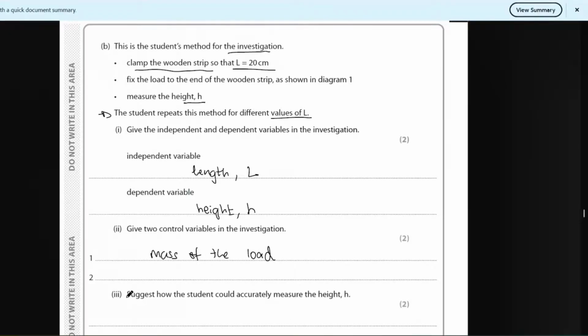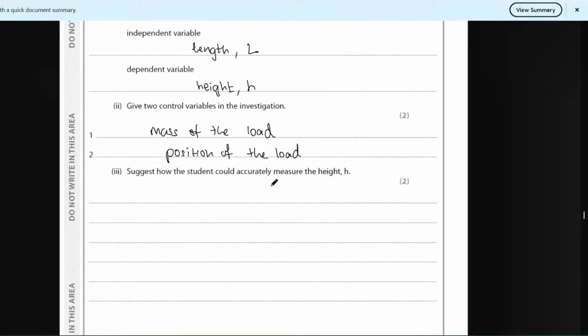The second one is the position of the load. We need to make sure it stays at a fixed position. So the position of the load. Number 3, suggest how the student could accurately measure the height h.